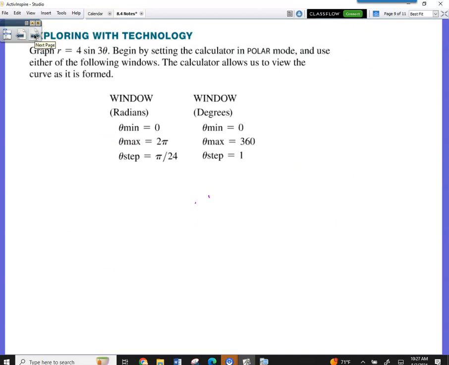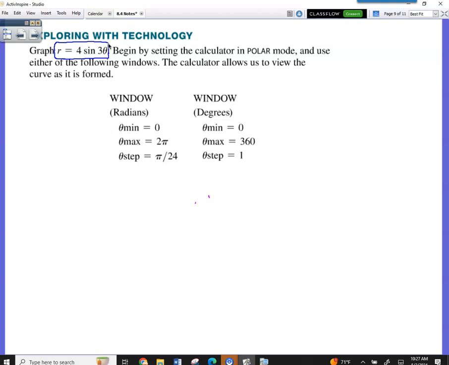This one is practicing changing the window. Changing the window. Notice we're graphing R equals 4 sine 3 theta. There you go. But this time it says, let's change the window.